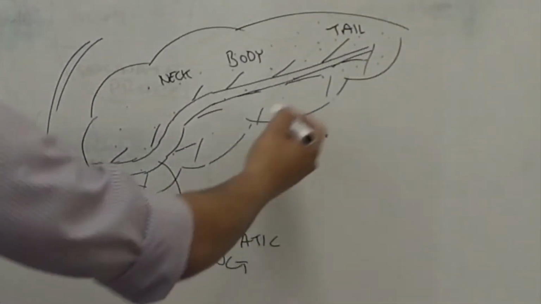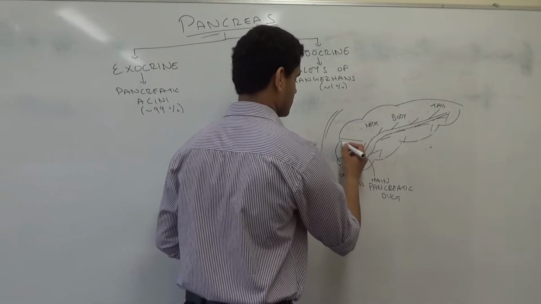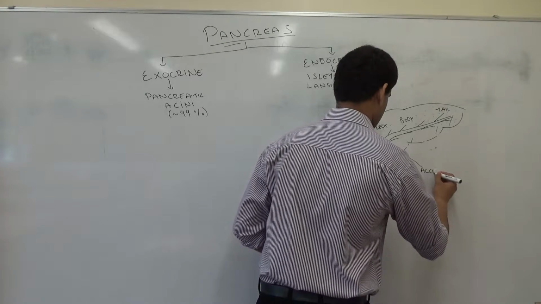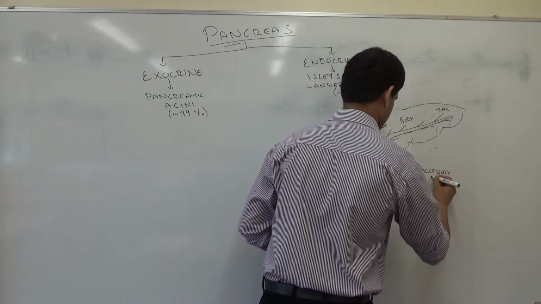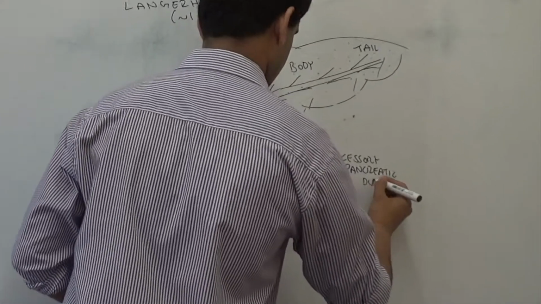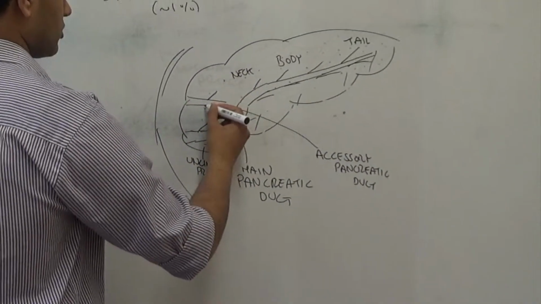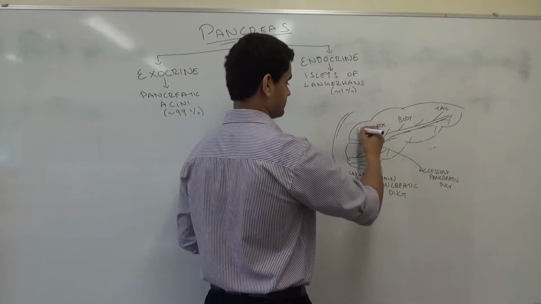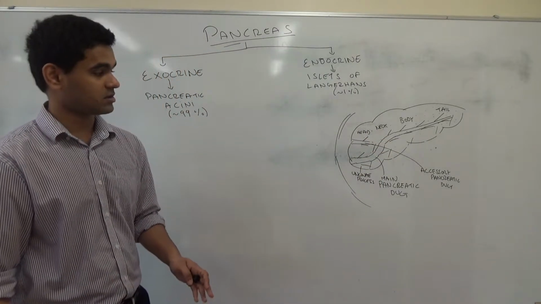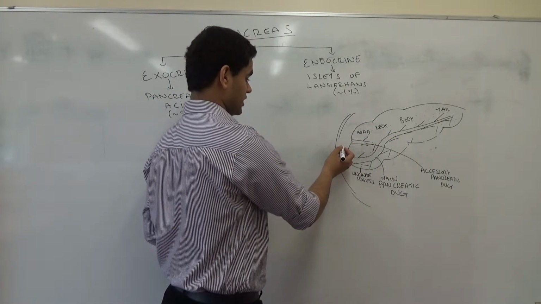In addition to this main pancreatic duct, the pancreas also has another smaller duct. And this duct is called the accessory pancreatic duct. Accessory because it's smaller. Okay? And this accessory pancreatic duct is responsible for draining the head of the pancreas. Show a label there. Okay? And both of these pancreatic ducts drain the pancreas and empty out into the duodenum.